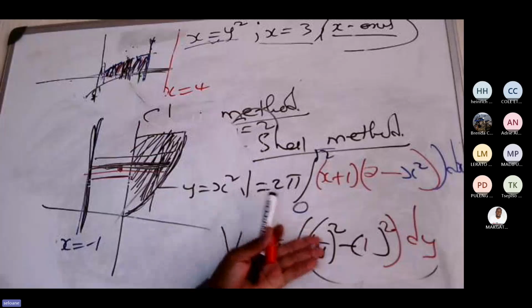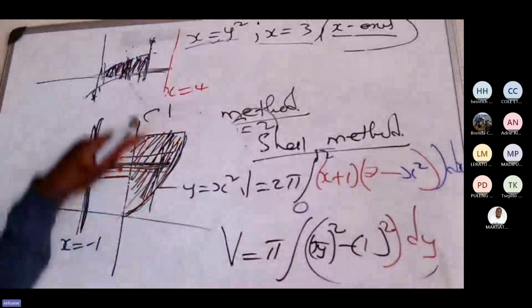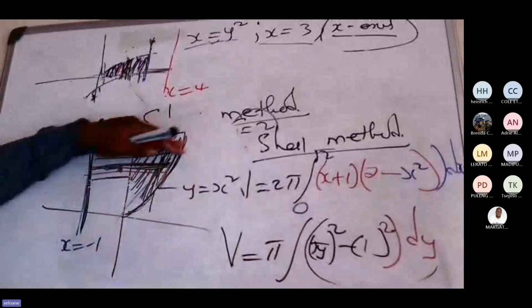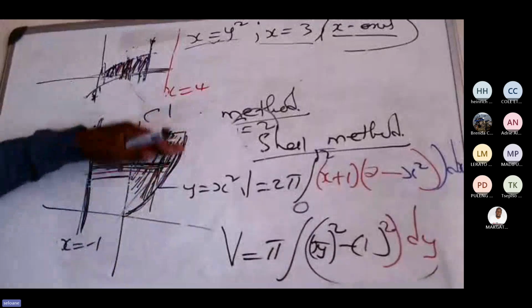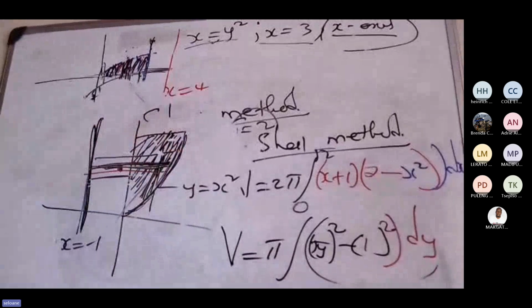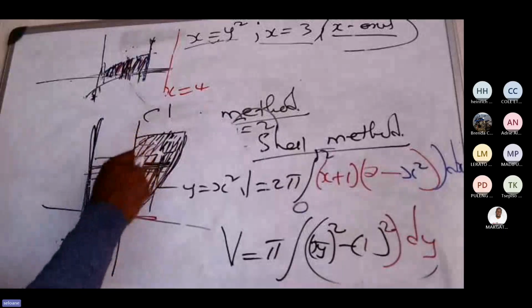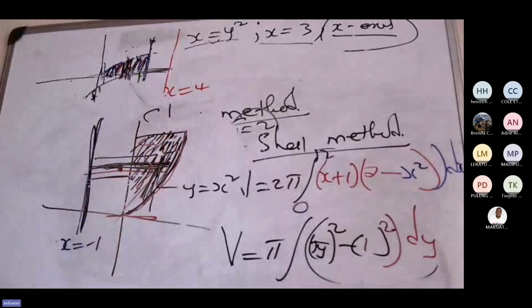Now from there you are just going to say, okay, this region is enclosed by which two horizontal lines? What is the smallest value of y in this region? In here, what is the smallest value of y? It is 0.